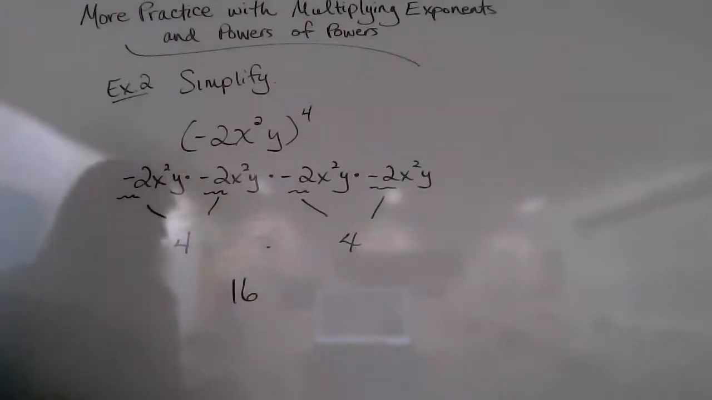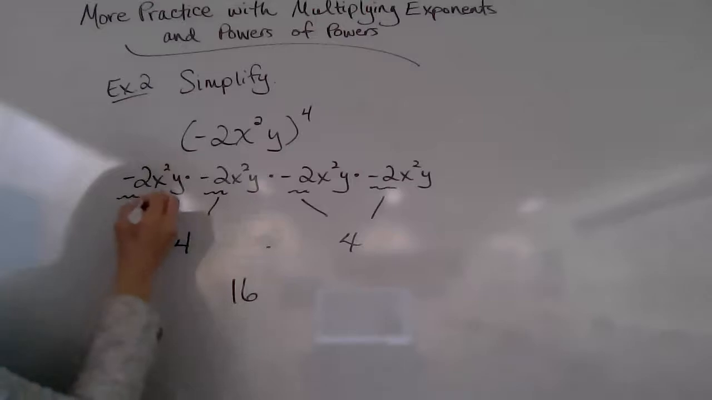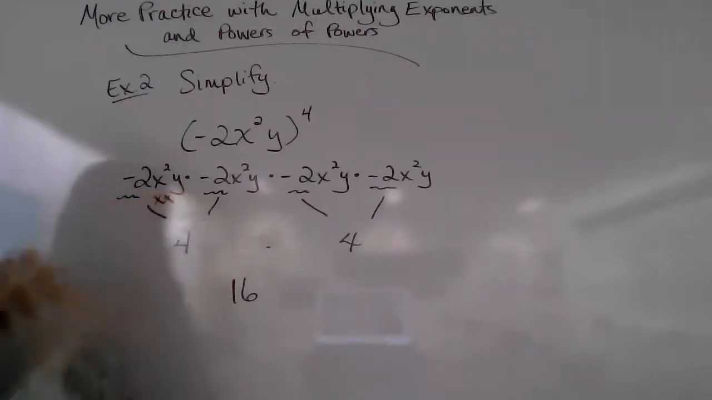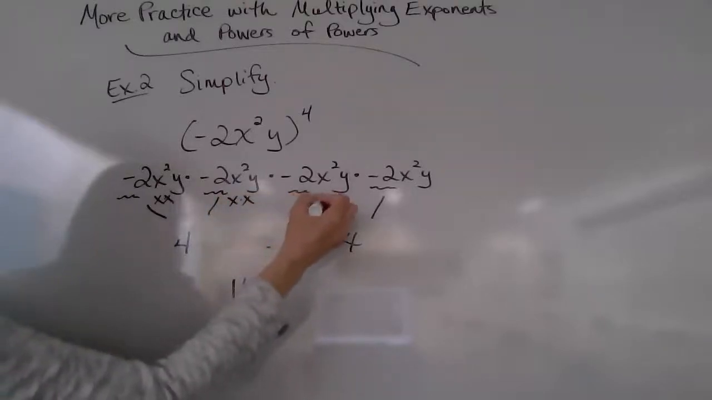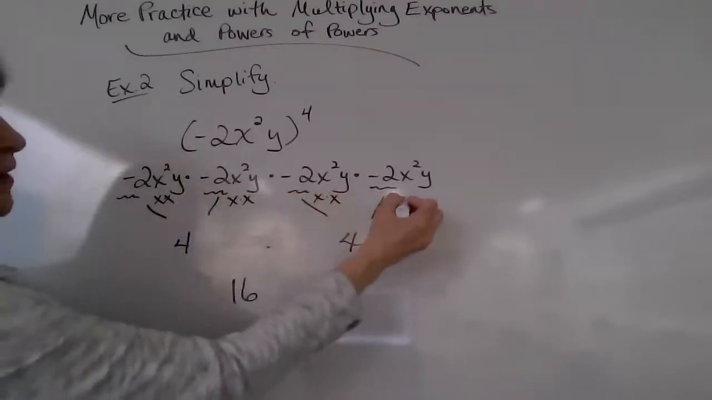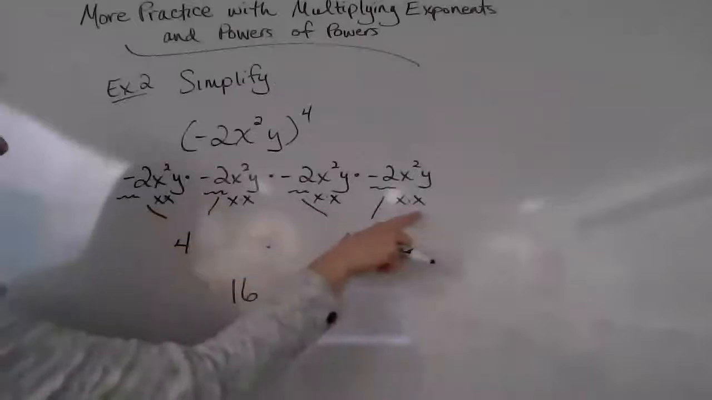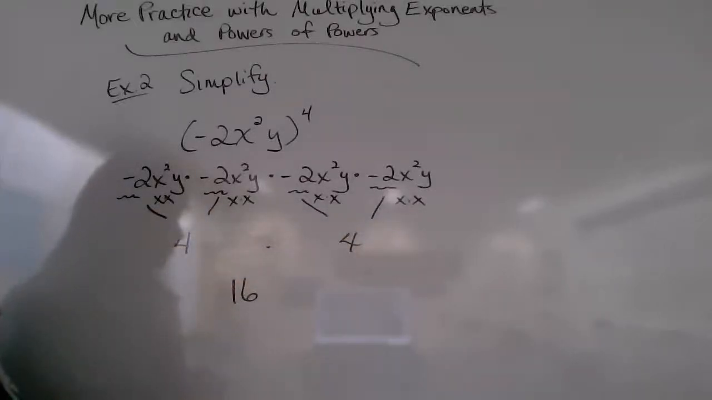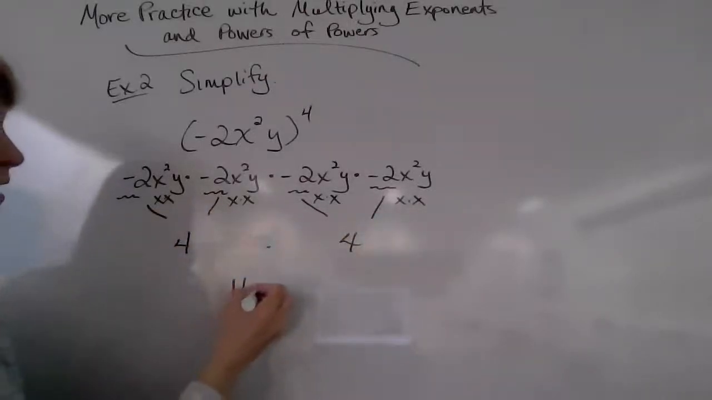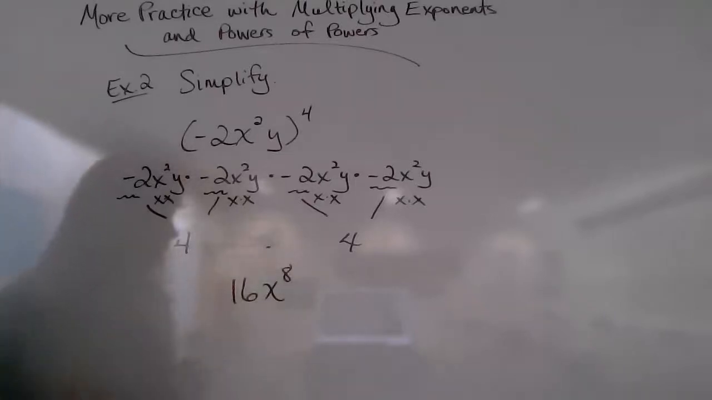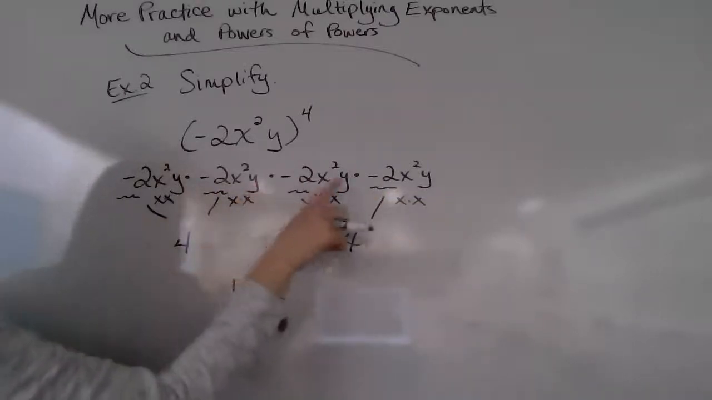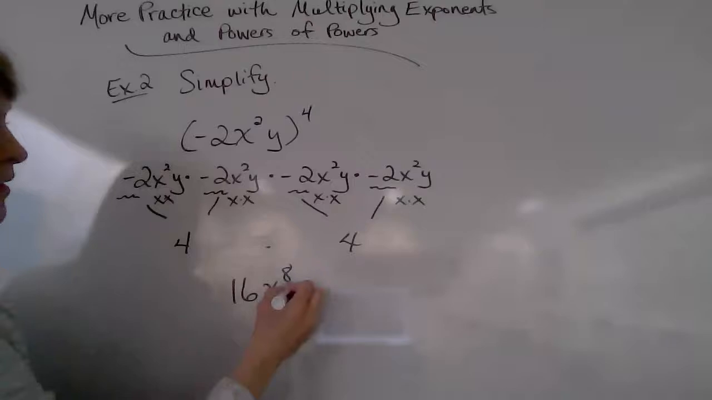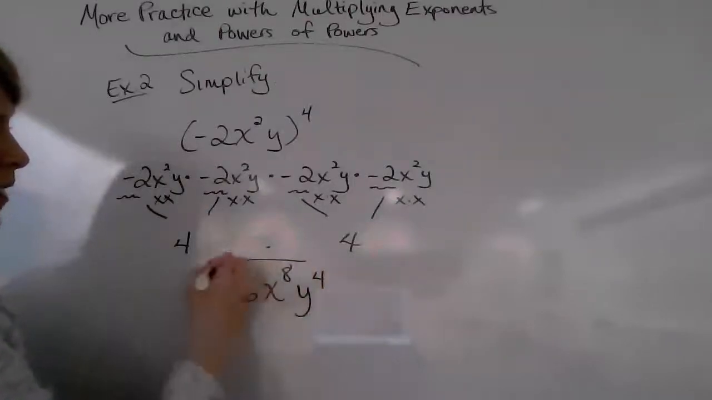The x's are what we could look at next. I have 2 x's being multiplied together here. Another pair here, another pair here, and another pair here. All together, there are 8 x's being multiplied together. That would become x to the 8th power. The y's, there's just 1 in each set. Y times y times y times y, y to the 4th power.